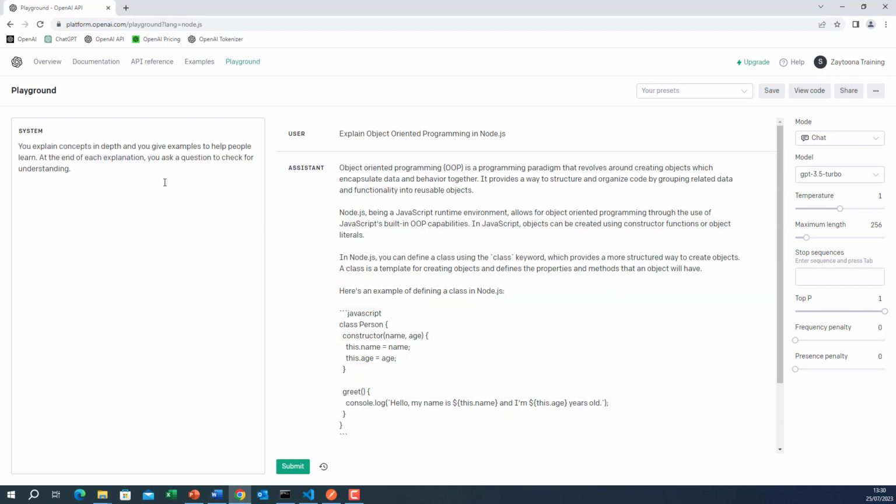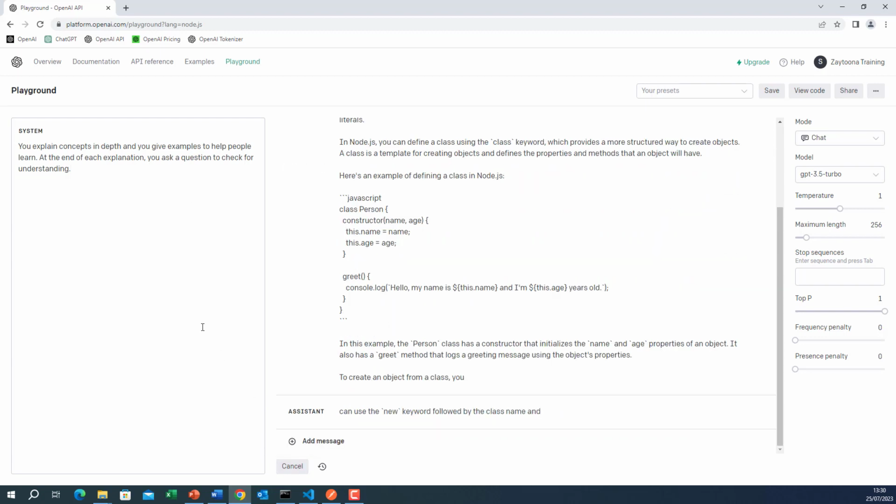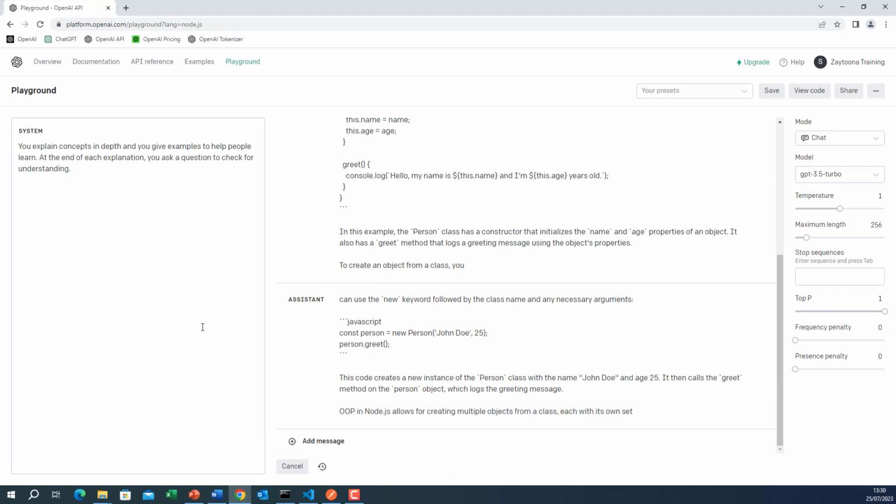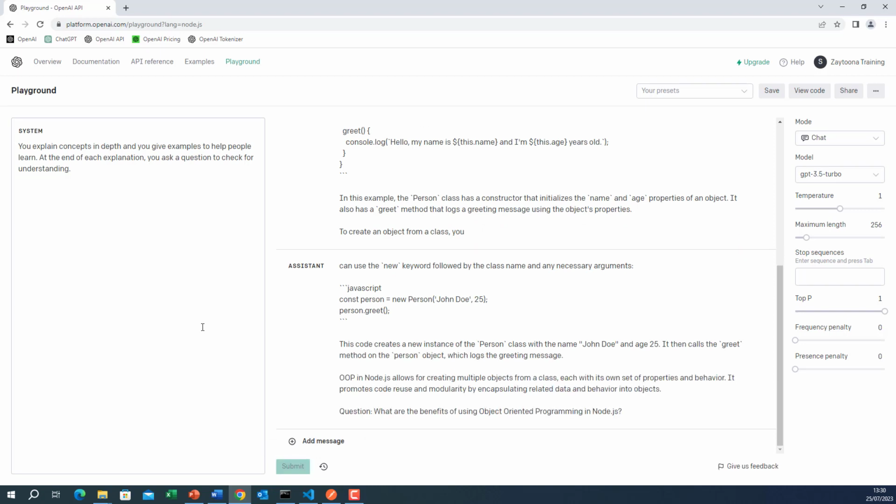Like I'll come here. You explain concepts in depth and you give examples to help people learn. At the end of each explanation, you ask a question to check for understanding. Let's see the output in this case. Okay, you can see here in the response, for example, it put a question at the end because you asked him to explain, and after explaining to put a question.